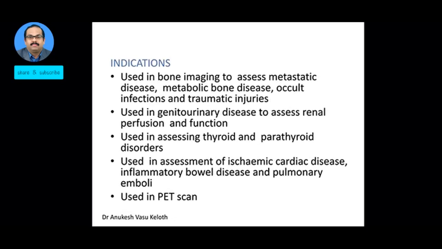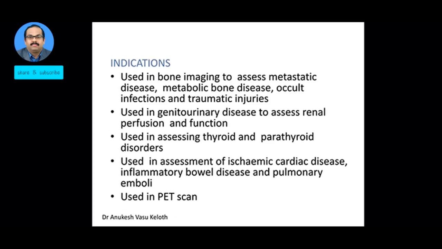So what are the uses or the indications for a radionuclide scan? It is used in bone imaging to assess metastatic disease, metabolic bone disease, occult infections like very occult osteomyelitis, traumatic injuries which cannot be made out in the X-ray or the CT. So that is the one use of radionuclide scan. It is in bone imaging.